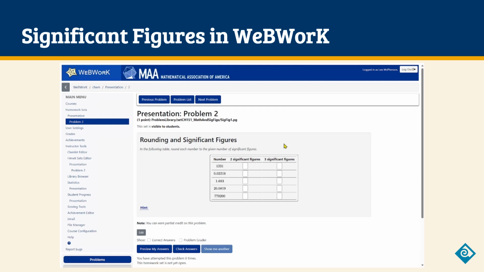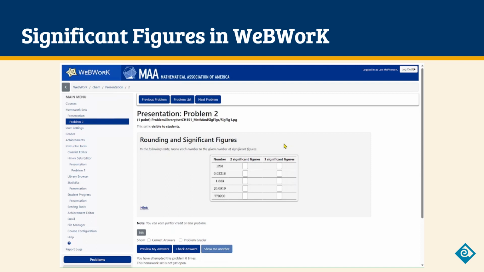So WeBWorK was developed for math classes, and thus it's missing features that a chemistry class would need. So we had to develop code, what we call the macros in WeBWorK, that will do things like recognize significant figures, extend all of the units that are necessary to do chemistry problems, and to even recognize chemical species as units, and a few other things. So we're going to be showing you a series of problems that use this new code that will help with writing chemistry problems.